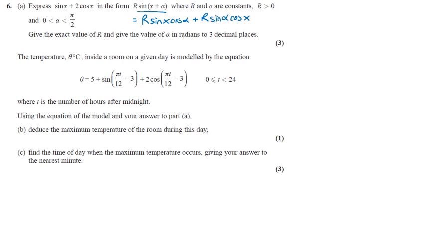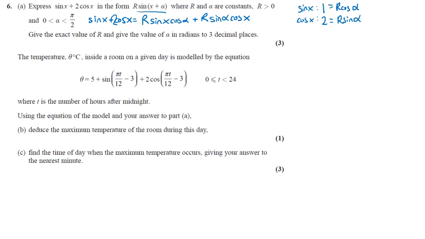And then if we compare that to what we're trying to rewrite, so that's sine x plus 2 cos x, we just compare terms that involve sine x on both sides and that involve cos x on both sides. So if we compare the sine x terms, we get 1 equals r cos alpha. And if we compare the cosine terms, we get 2 is equal to r sine alpha.